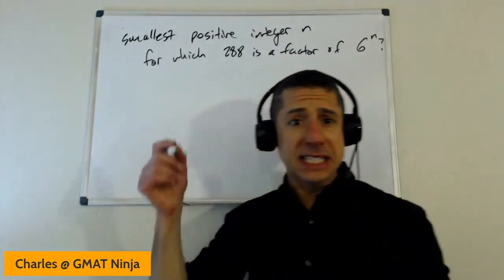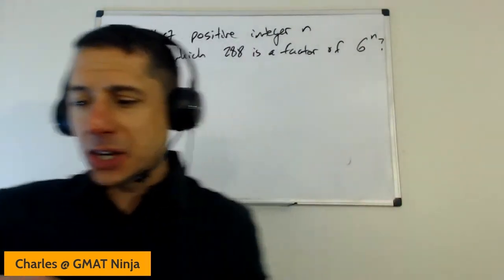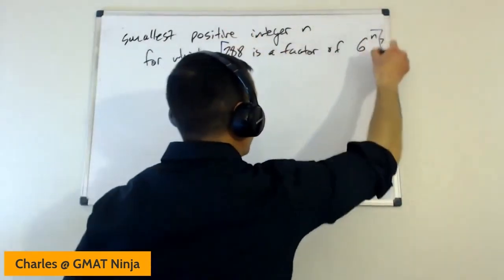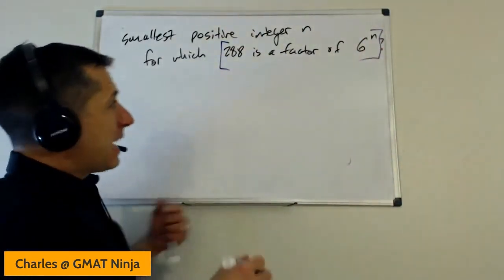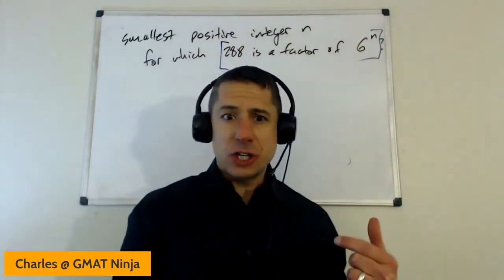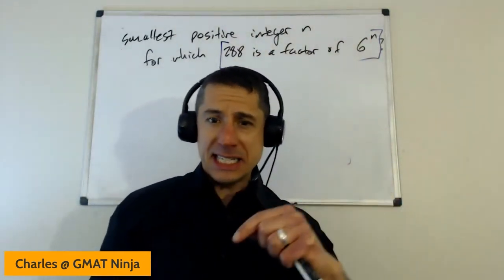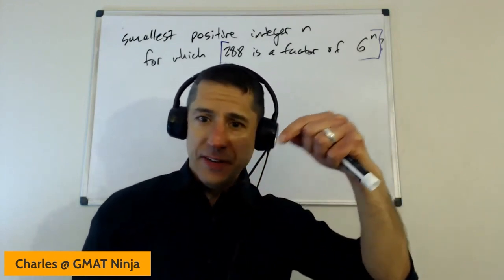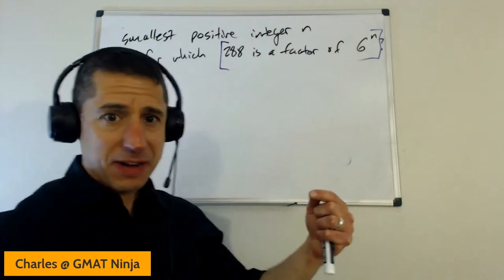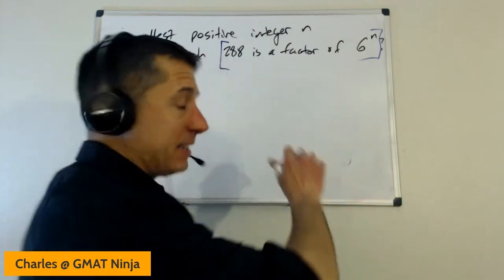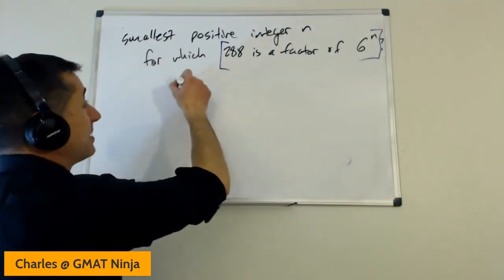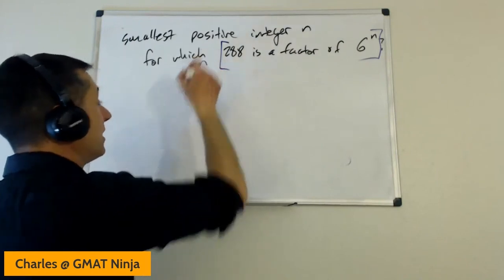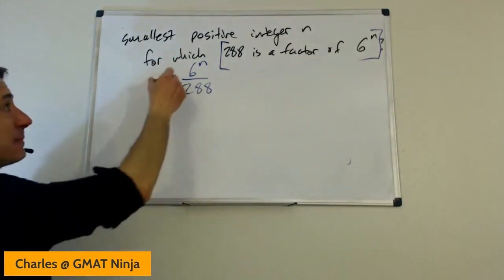I want you to take this and see what you can do with that last chunk in particular. Can you turn that into something you manipulate? 288 is a factor of 6 to the n. Think about which one of these is likely to be larger. Is it 288 or is it 6 to the n? So if 288 is the factor, 6 to the n is the multiple, 6 to the n is the bigger number, right? So if 288 is a factor of 6 to the n, 6 to the n is a bigger number. This thing has to be an integer.